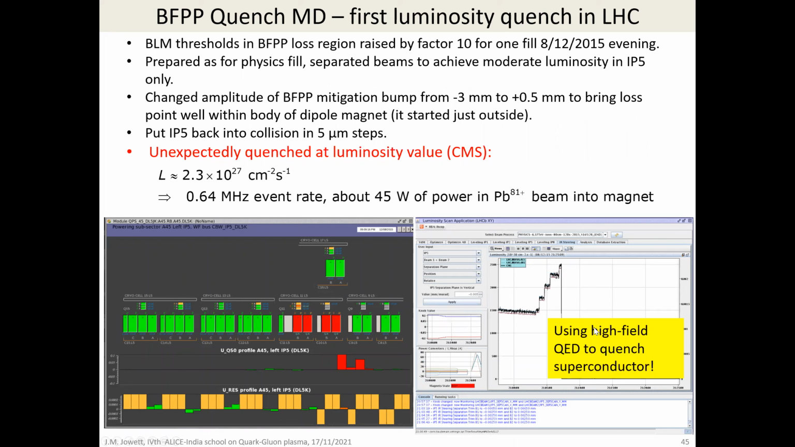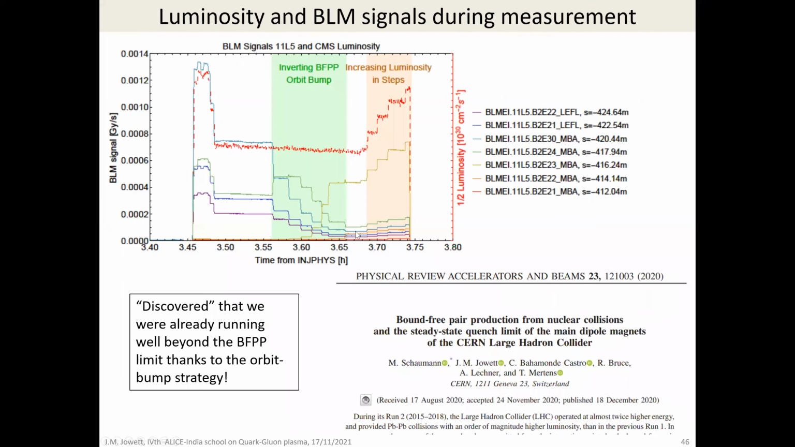In fact, it's quite interesting that we're using high field quantum electrodynamics here to quench superconductors. So there are interesting relations between what's going on at the collision point and what's going on in these superconducting magnets. These are the luminosity and beam loss monitors during this experiment. And it's been written up in detail in a Physical Review paper that we finally published about a year ago.